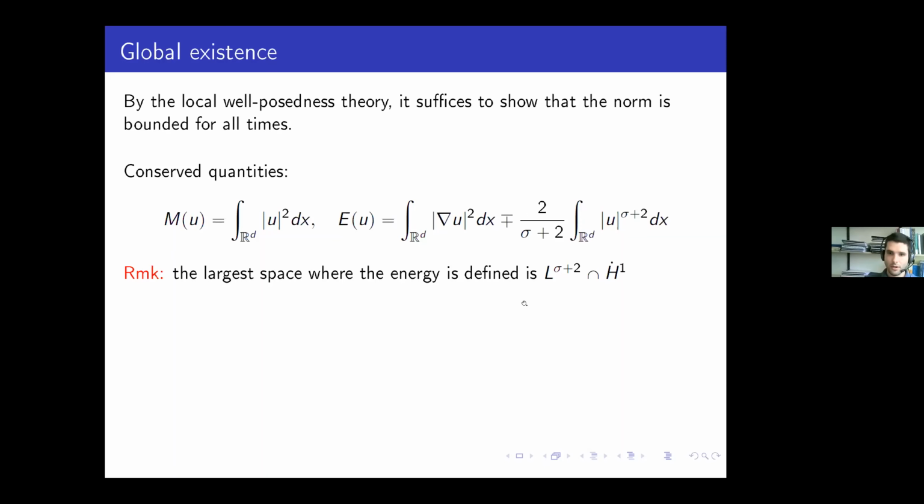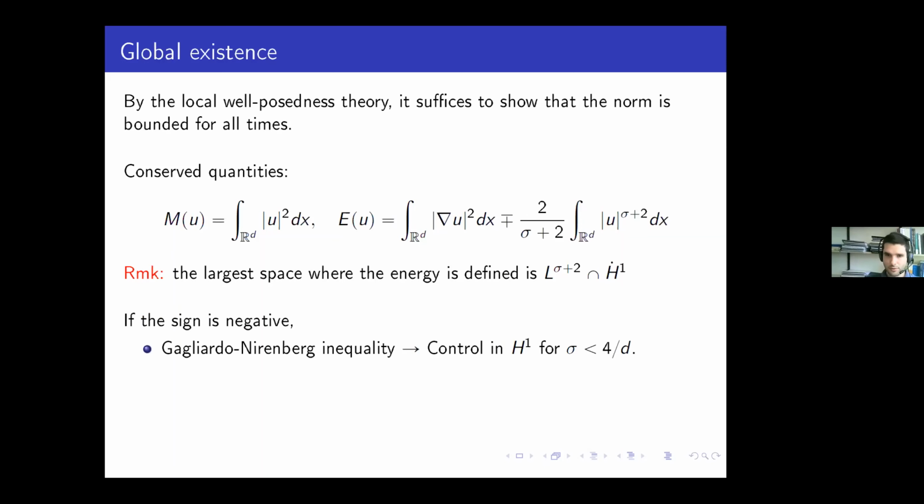So what are the known results? When the sign is negative in the energy, these two terms may cancel each other, and so you have to somehow bound what happens in the nonlinear term. You use a Gagliardo-Nirenberg inequality, which gives you a bound of this term using the gradient and the mass. And you show that that gives you control, at least for small powers. Very well, so those are the classical results.